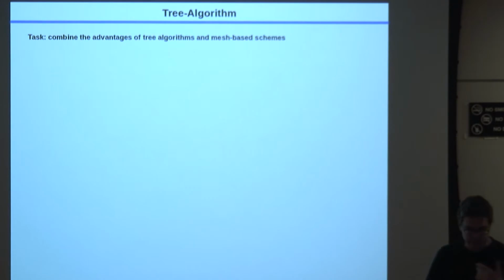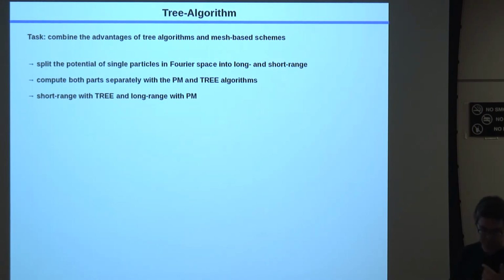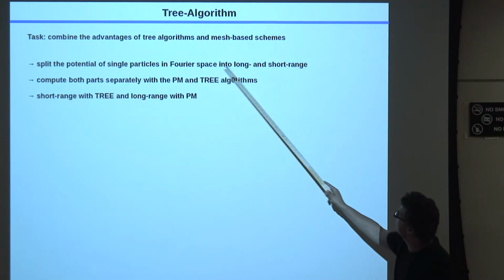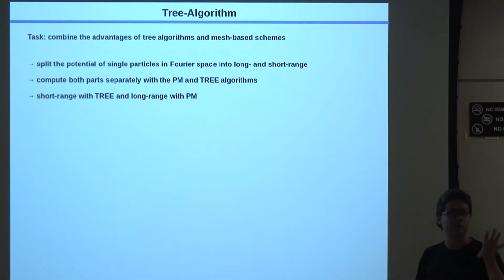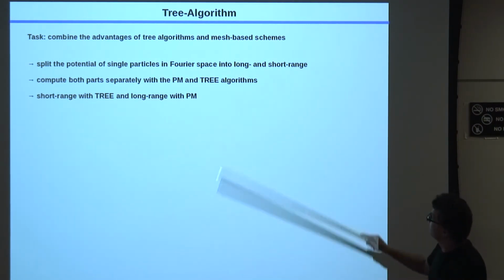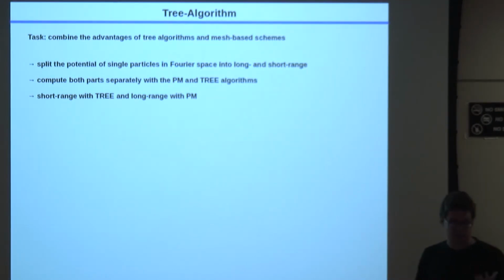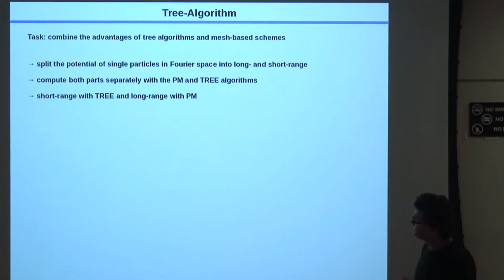Okay. So the only remaining thing is we have to combine now this tree algorithm with the particle mesh method. And what we will do to this end, we will essentially split the potential of a single particle in Fourier space into a long and a short range part. For the short range part we use the tree, and for the long range part we use the particle mesh or the FFT. So as it is written here.